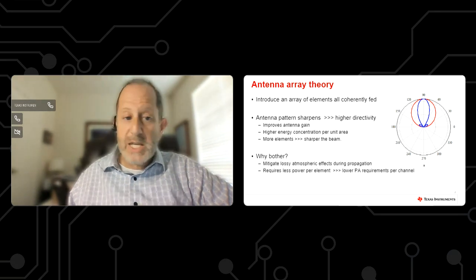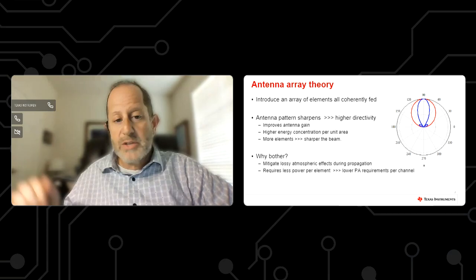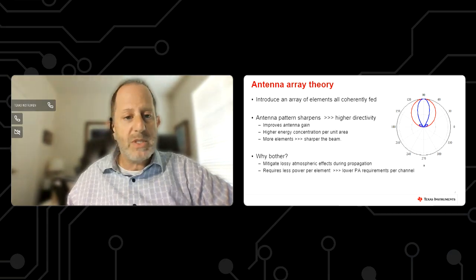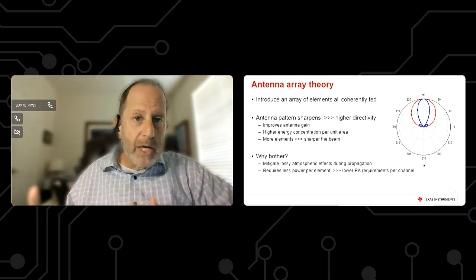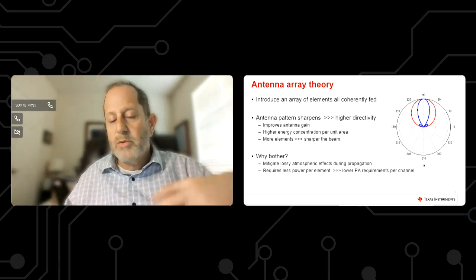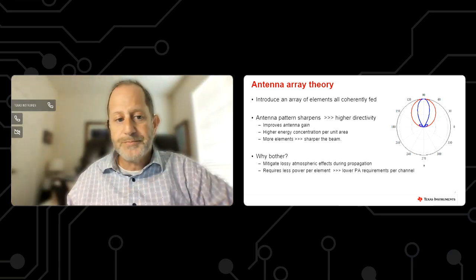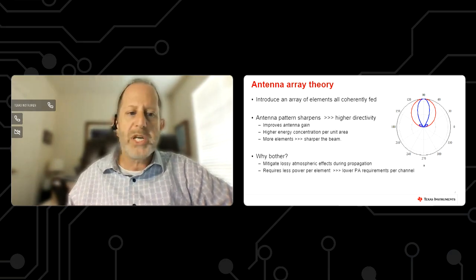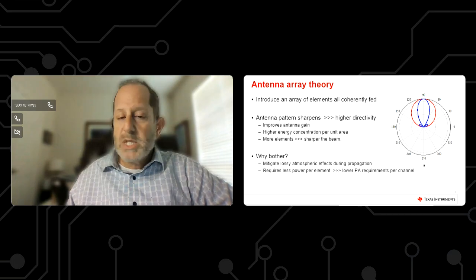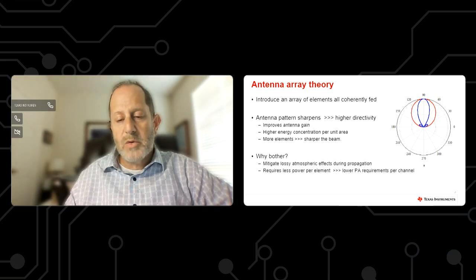So if we're improving the antenna gain, we get a higher energy concentration per unit area with this type of system, and we can scale it, right? More elements in our array translates to a sharper beam. Now, why would we bother with all this extra complexity and having more elements and more channels? The main reason is we want to mitigate a lot of the lossy atmospheric effects that are happening during propagation. If we can go to a higher array with more directivity, it gives us a higher gain antenna that we can push more signal down into the ground.